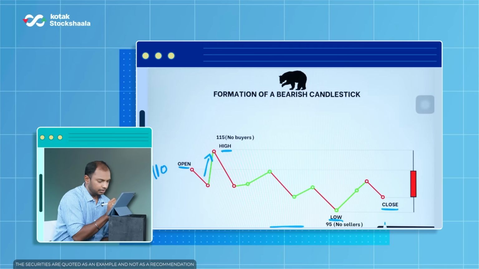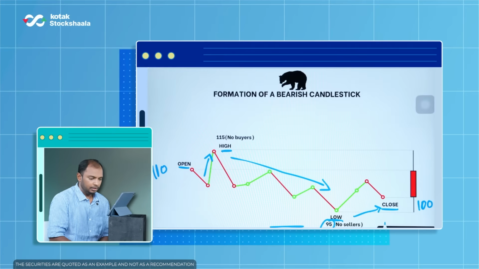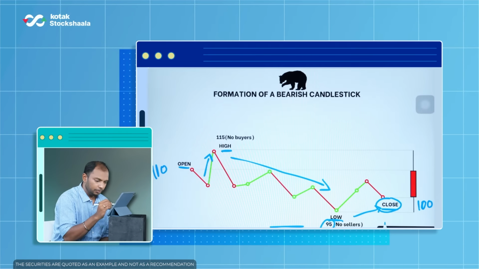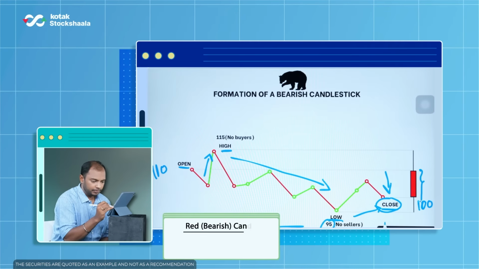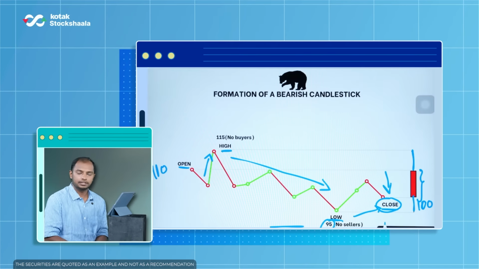And at some point, the sellers took control, they became aggressive and pushed the prices as low as just 95. And finally, towards the end of the trading day, it closed at around 100 rupees. So what you can observe is that the closing price is lower than the opening price. In this scenario, it is represented by a red body and it is called a bearish candlestick. And to repeat, the red part is called the body of the candle, and the parts above and below that I am marking right now are called the shadow of the candle. And this is how a bearish candlestick is formed.